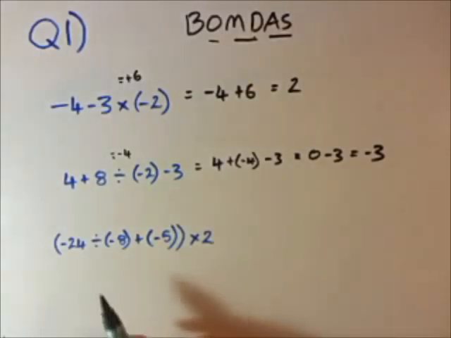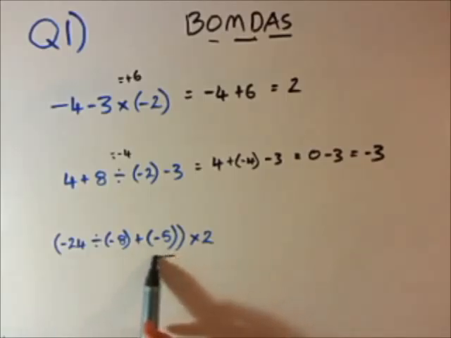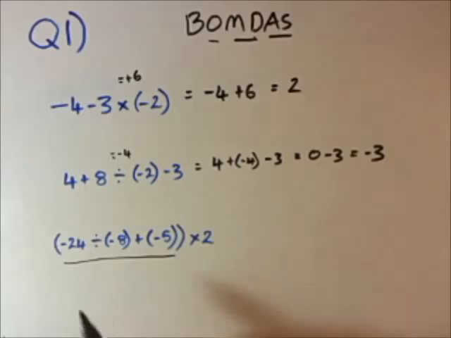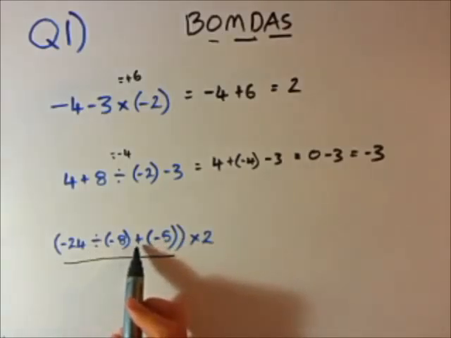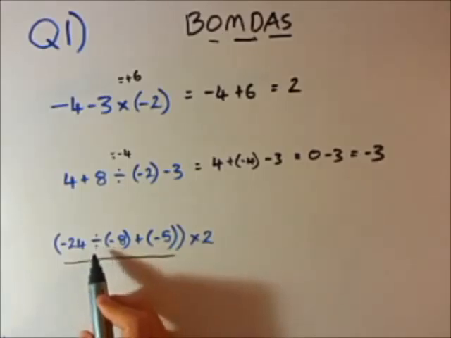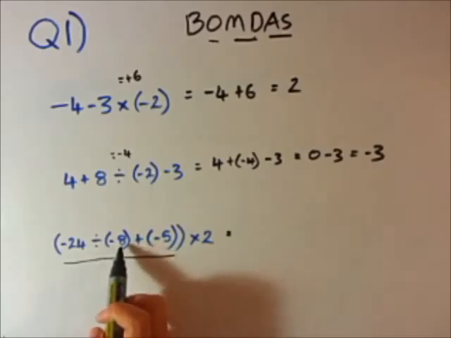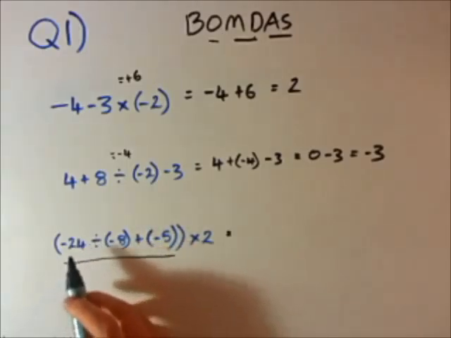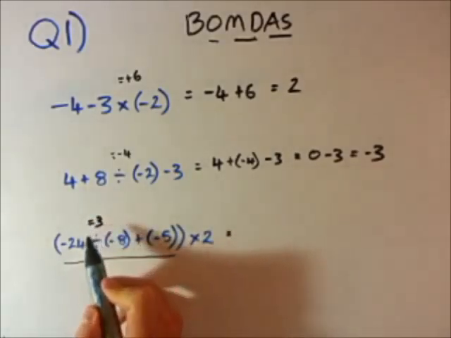Last one now. Now this is a bit tricky. We've got some big brackets here, so we need to do all of this bracket first before we can times it by 2. So let's look at what's inside the bracket. We have a divide sign and we have an addition sign. So we need to do the divide sign first. -24 divided by -8. When you divide two negative numbers, you end up with a positive number. So -24 divided by -8 is 3.